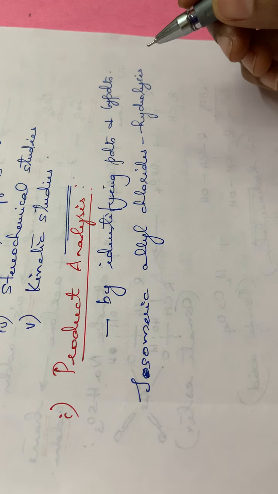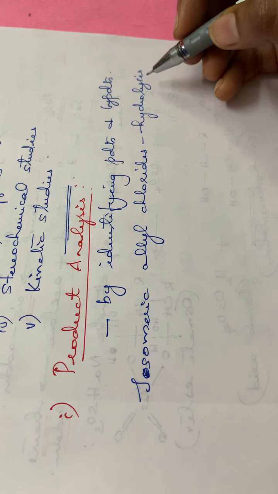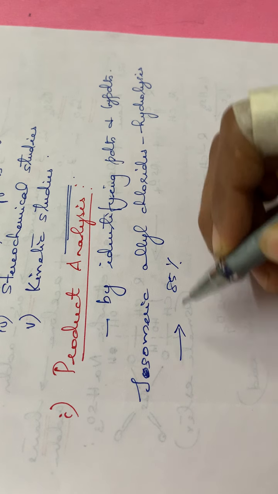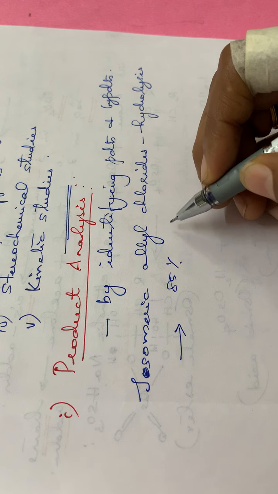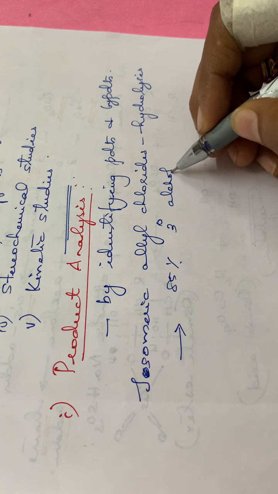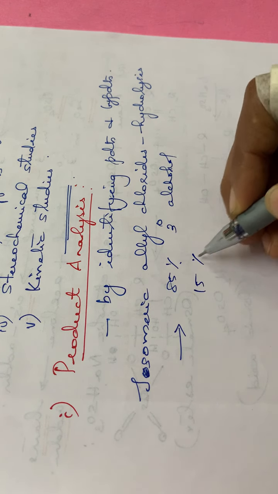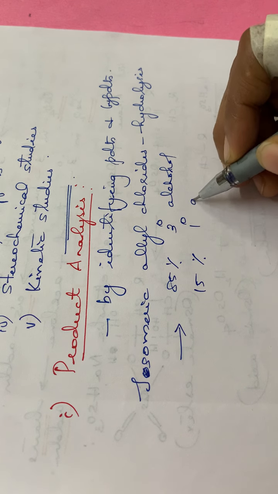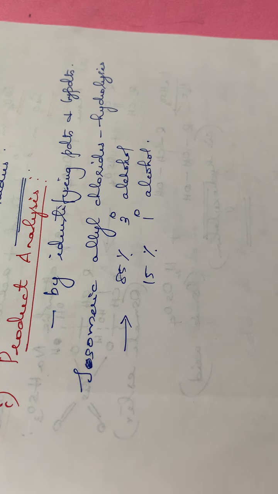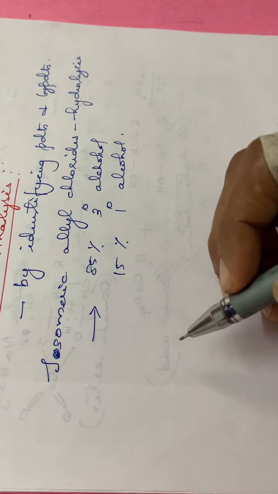So these isomeric allyl chlorides on hydrolysis give a mixture of products: 85% of tertiary alcohol and 15% of primary alcohol. Okay, the products will be 85% tertiary alcohol and 15% primary alcohol.